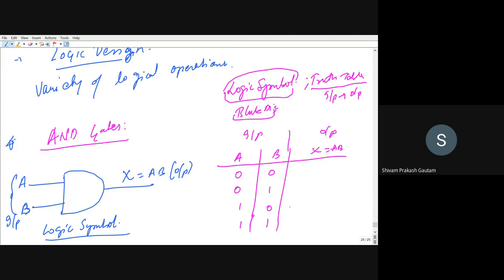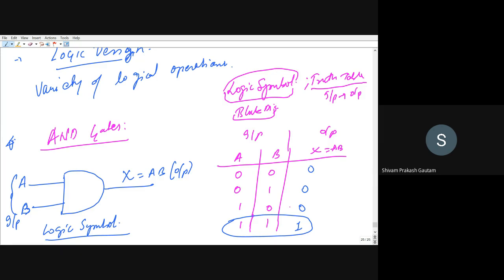Now for 0, 0, the output of the AND gate is 0. For 0, 1 the output is 0, for 1, 0 the output is 0, and for 1, 1 the output is 1. That means if both the inputs are 1, then only your output is going to be 1. You can consider it to be a multiplication, where 1 multiplied by 1 is equal to 1, and all the other terms are 0.